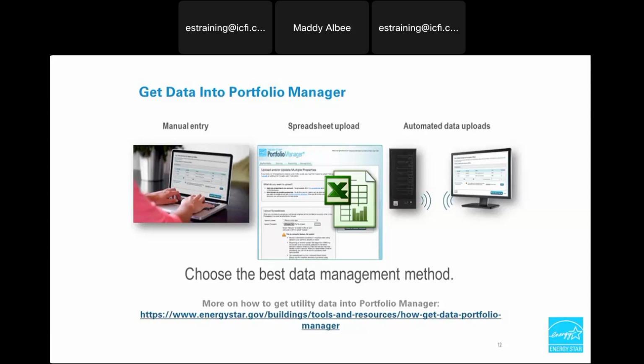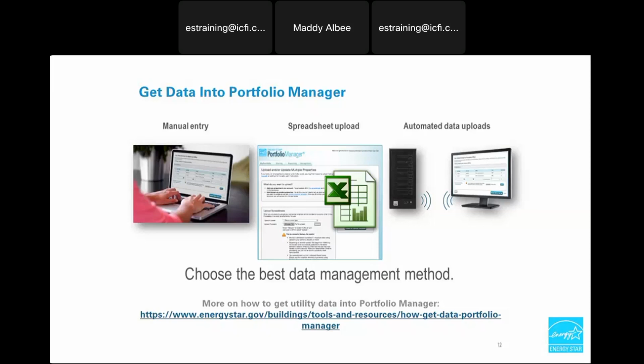So this first approach is the manual data entry. This usually involves collecting your data directly from your utility bills and then entering in those date ranges and those consumption values that you see on the bill directly into Portfolio Manager. This second way is the spreadsheet upload method. In that case, you can download and populate an Excel spreadsheet on your end with all of your energy consumption data, and then upload that spreadsheet back into Portfolio Manager, and it automatically updates in your property.